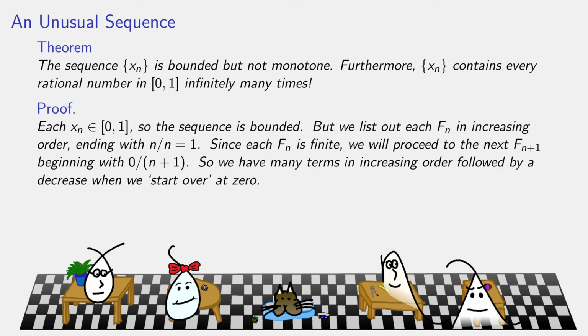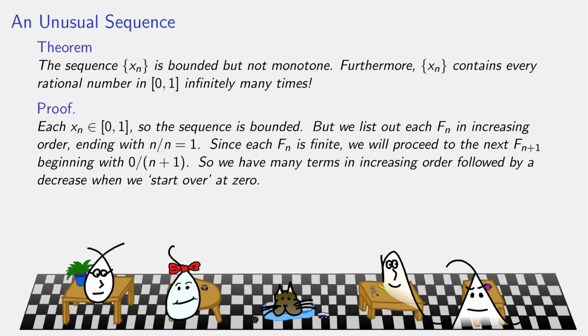Each f_n has several terms increasing. For example, f sub 5 is going to be 0 over 5, 1 over 5, 2 over 5, 3 over 5, 4 over 5, 5 over 5. I increase along the way. Once f_n is exhausted, however, I have ended at 1 and then I go back to 0.